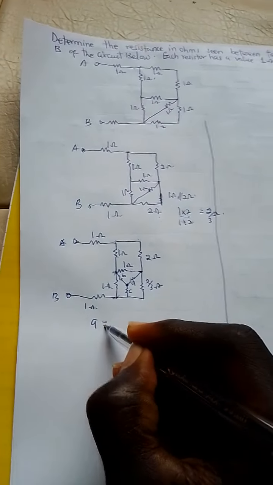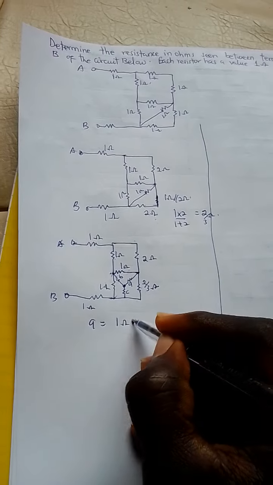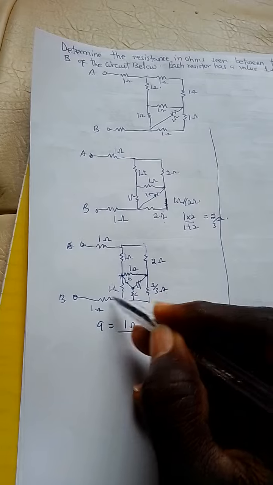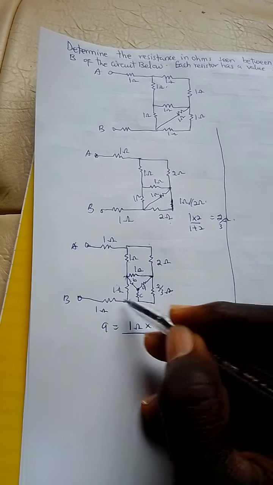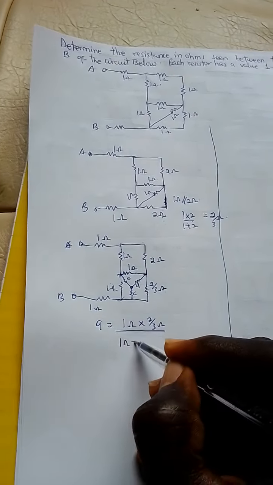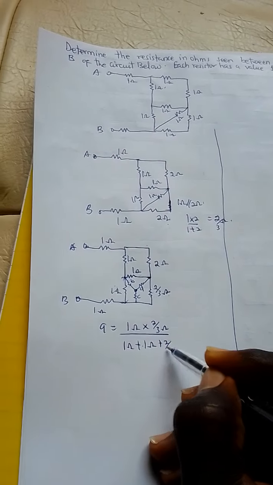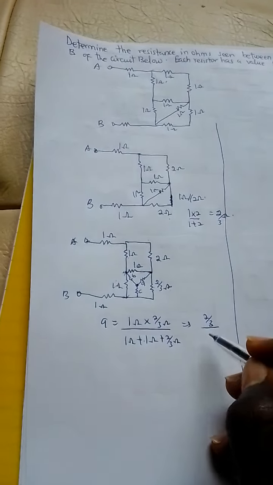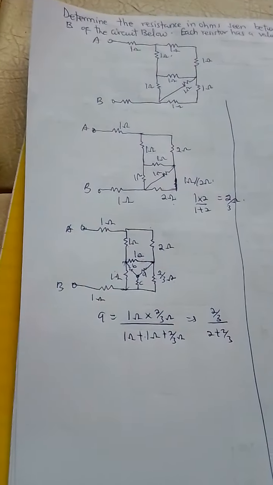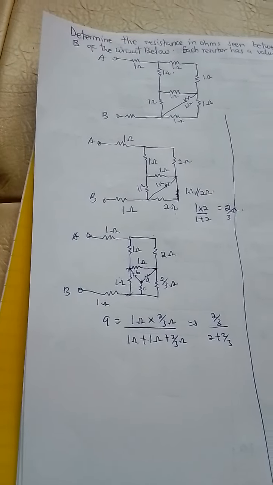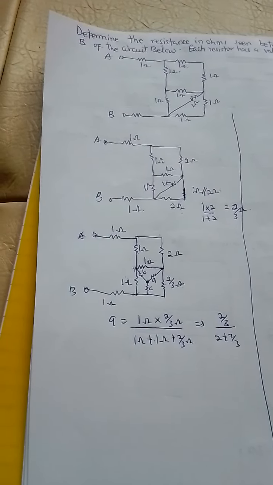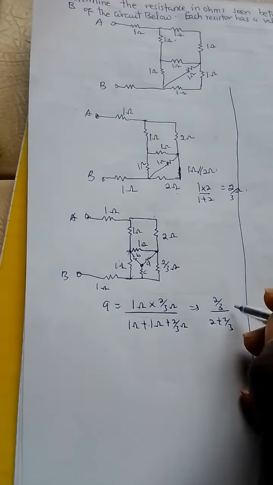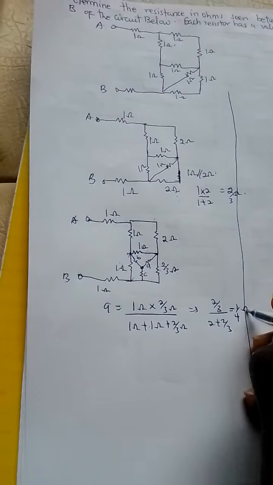So my A will be equal to 1 ohm times 2 over 3 ohm, all over the sum of all the 3 resistors forming the delta. So 1 ohm plus my 1 ohm plus my 2 over 3 ohm. So this will give me 2 over 3 all over 2 plus 2 over 3, and that is giving me 1 over 4 ohm.